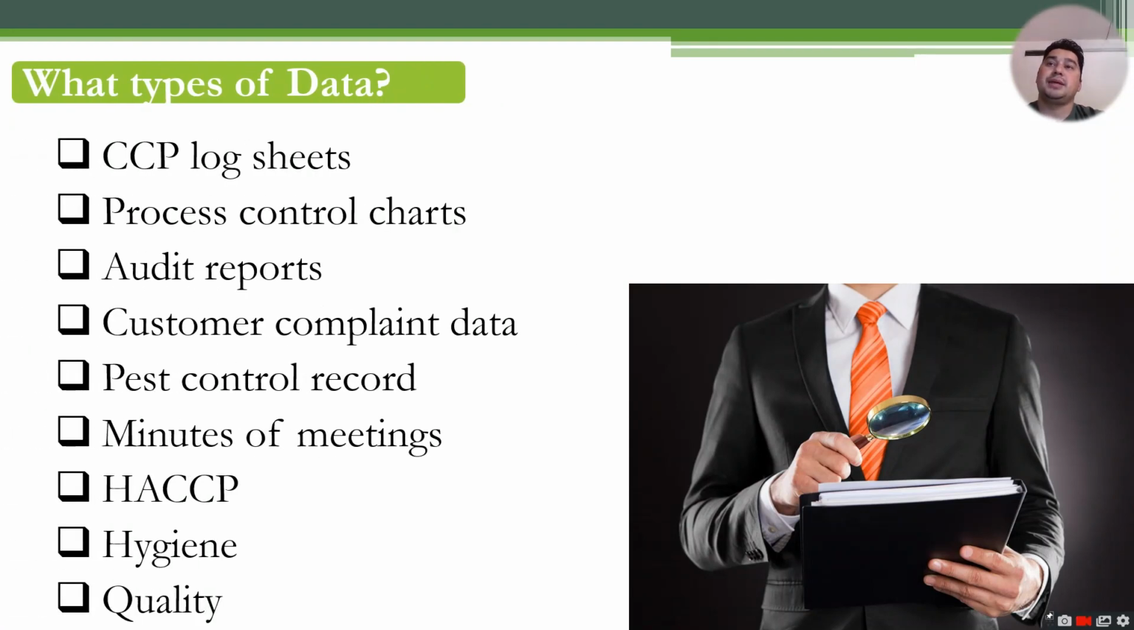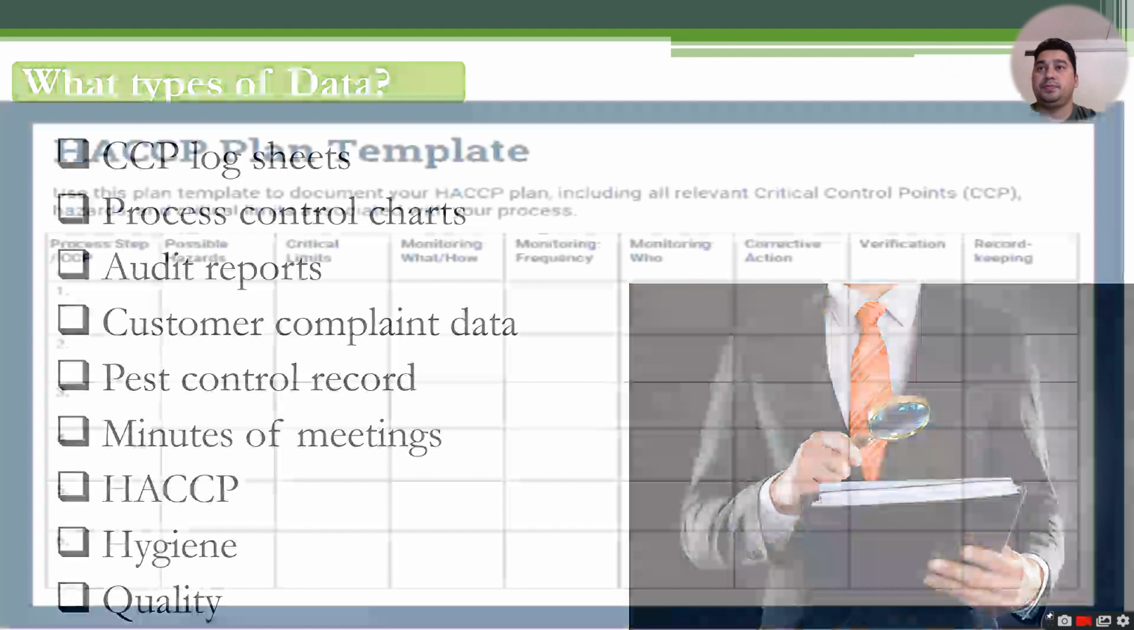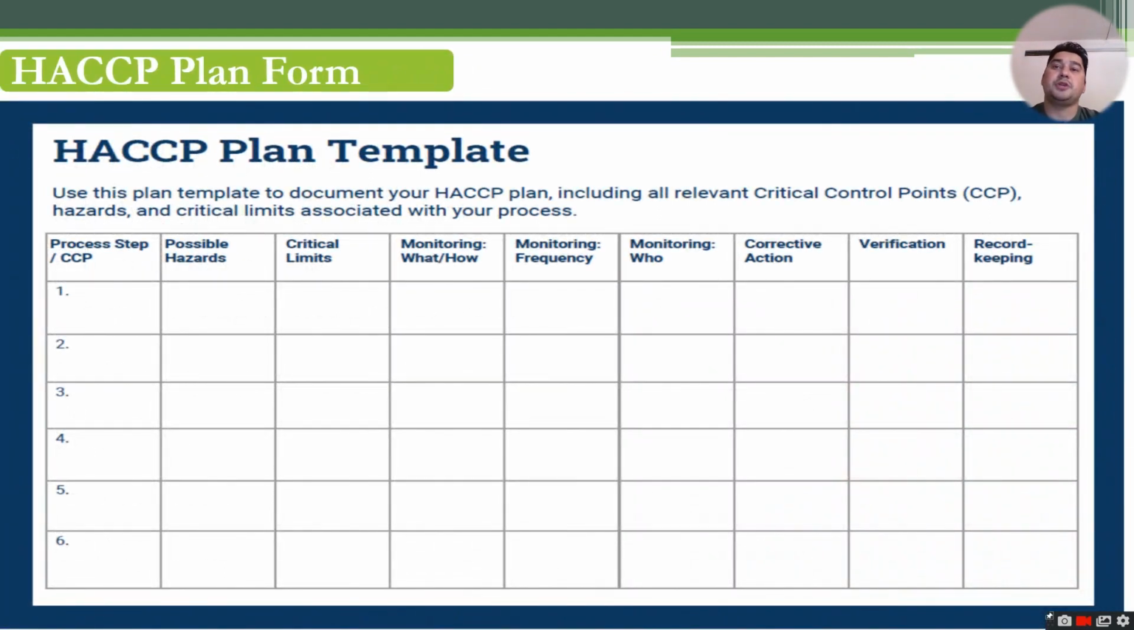What types of data will you analyze? You will analyze CCP log sheets. So how many CCPs are there in the organization? You have to analyze that data log sheet. Process control charts, check whether there are any process control charts or not. Audit reports: whenever you are analyzing audit reports, they should include internal audit, external audit, and any legal audits. Customer complaint data, internal and external complaints, pest control records, minutes of meetings with the management, HACCP team meetings, and the HACCP, hygiene, quality meetings, that you have to check.